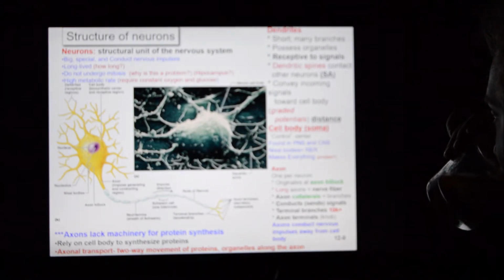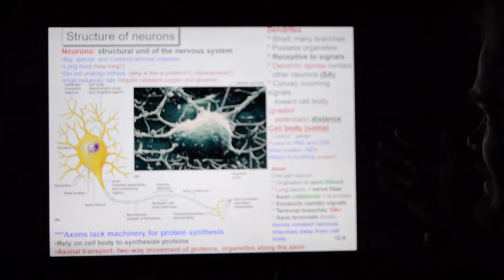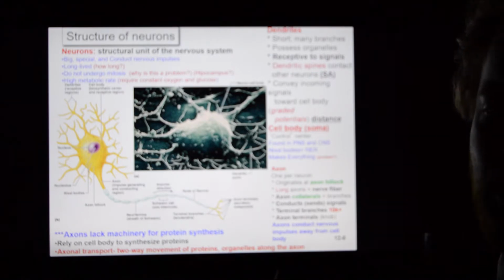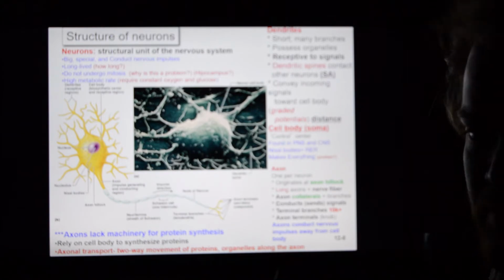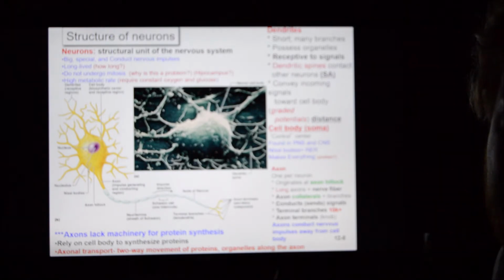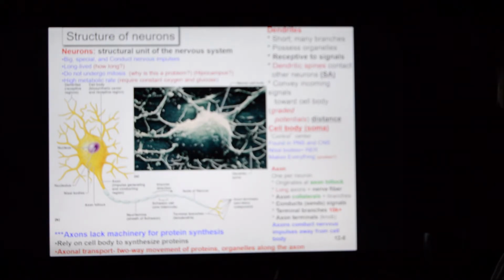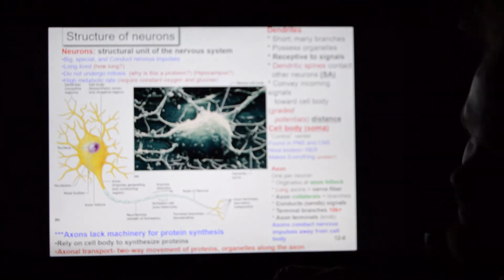Now, why is it an issue that they're non-mitotic? Well, that means if you get nerve damage, is it ever coming back? No, typically not. Especially in the central nervous system, you can't get brain damage and the brain just heals magically. It's not the way this works. There are some little tweaks that can happen, but it's very limited.